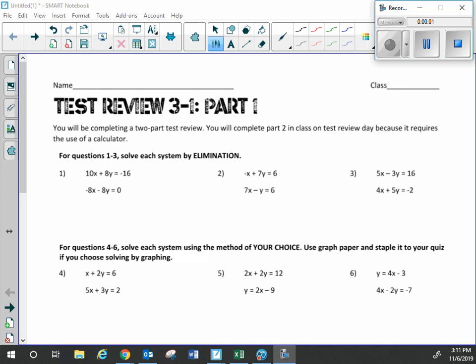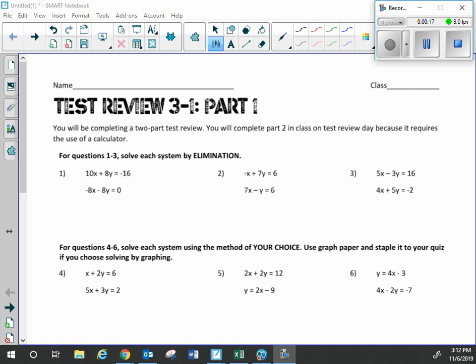to work through test review part 1 for you so that if you're at home and you don't know why you missed one of your questions on your review, you can work through with me or go through the process. So questions 1 through 3 you want to solve using elimination.